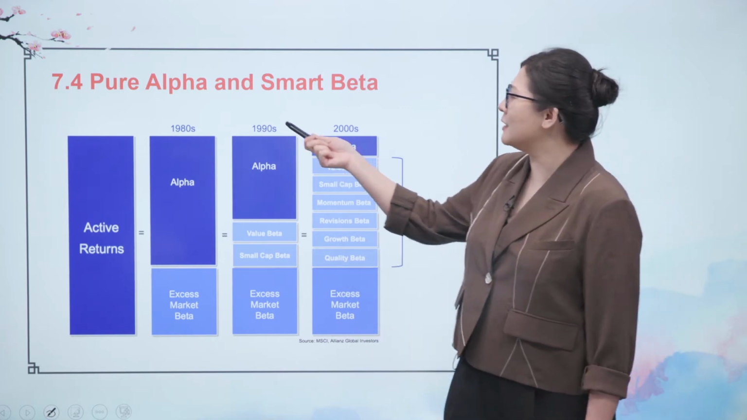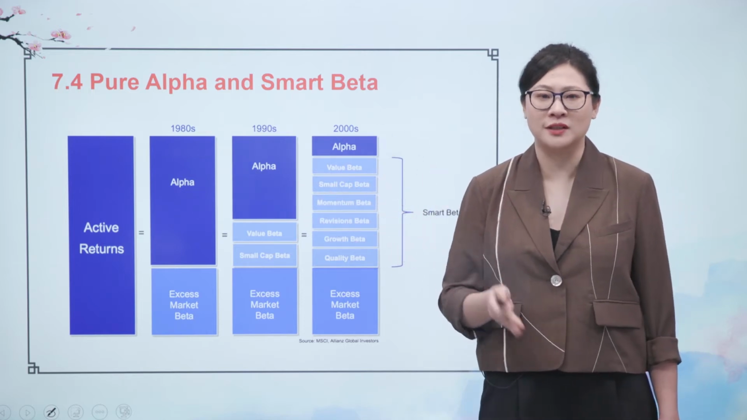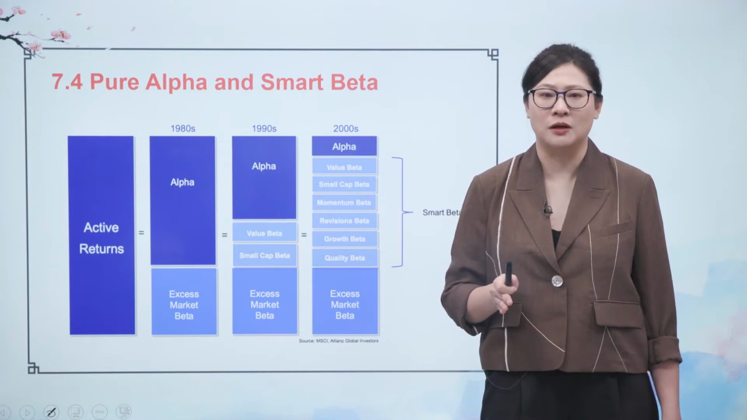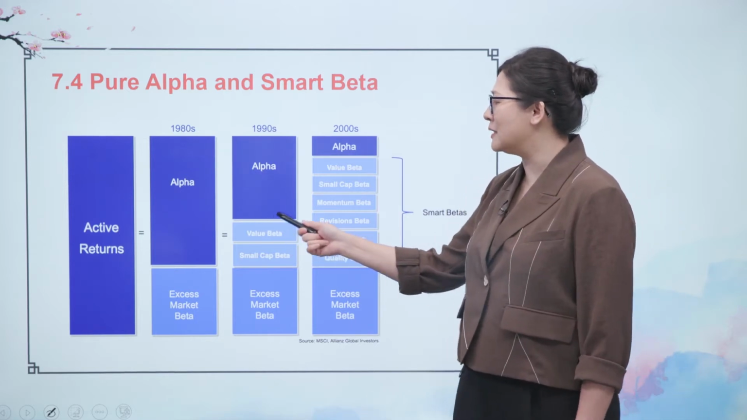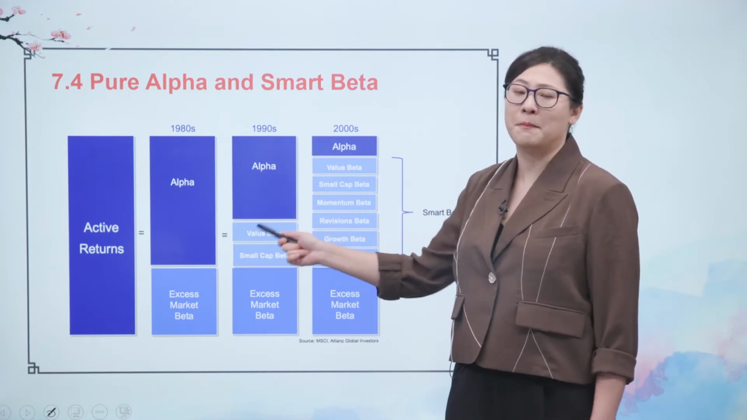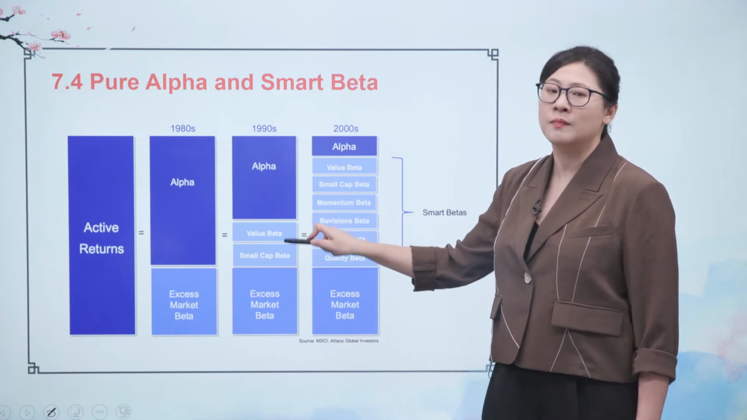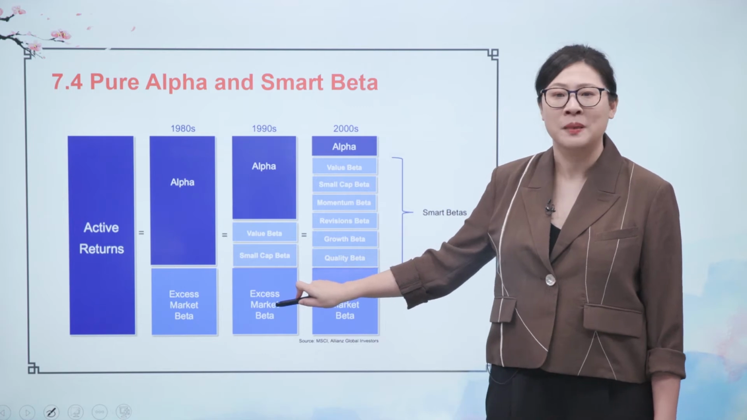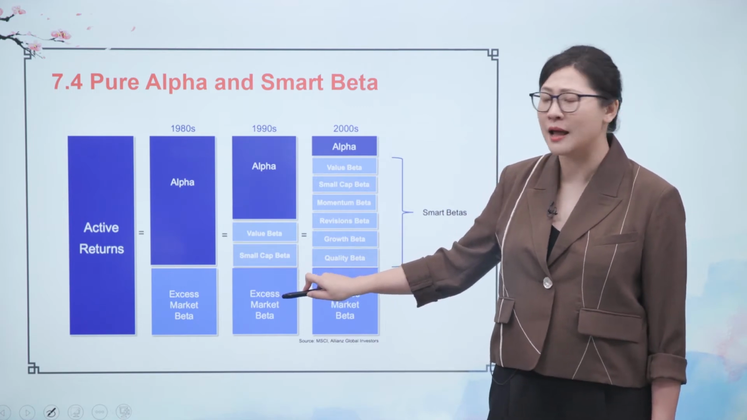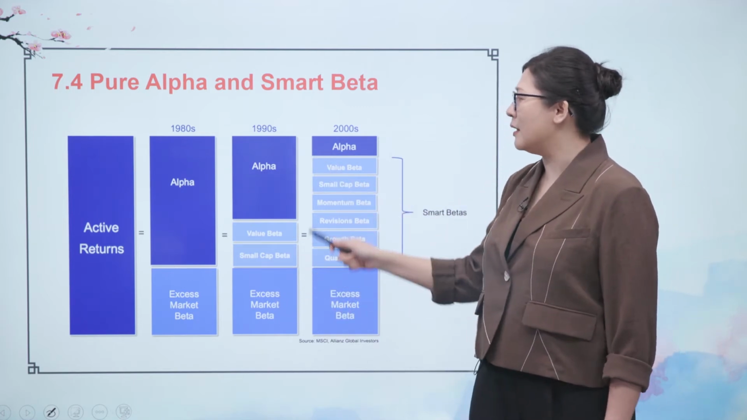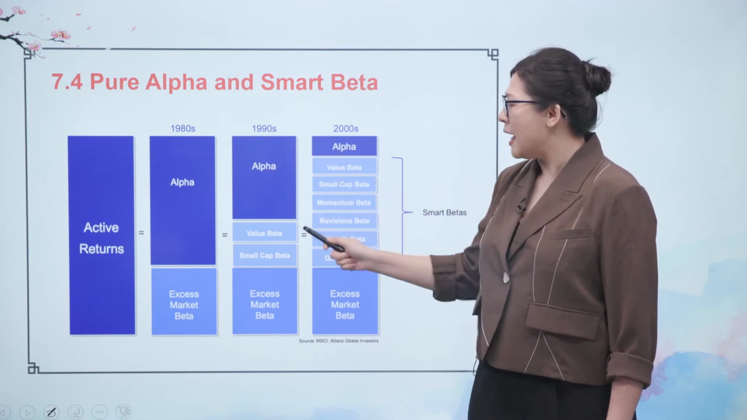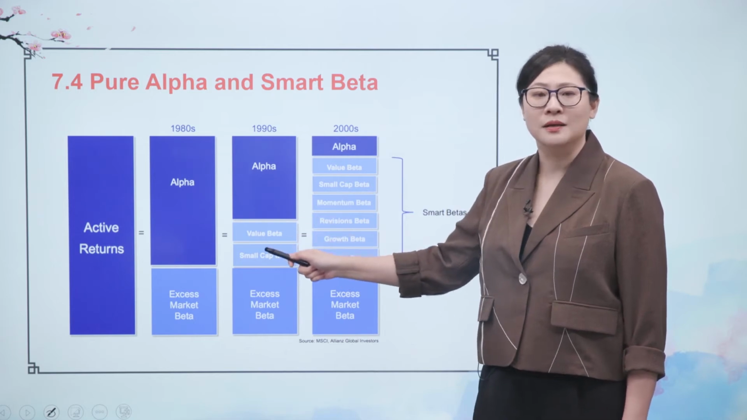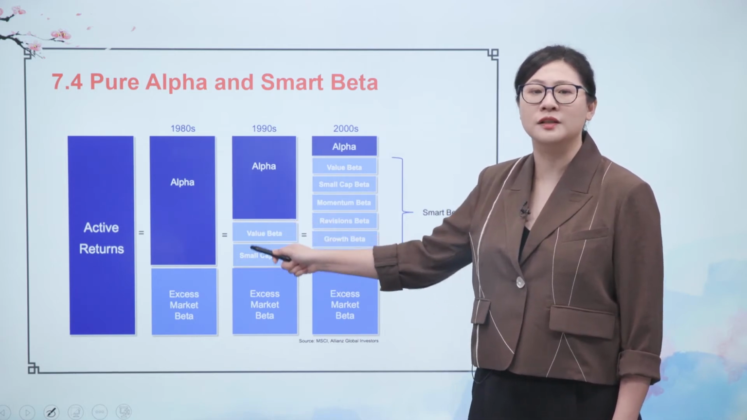And in the 1990s, with the development of our theory, the Fama-French three-factor model was developed. In this case, we separate value beta and small cap beta. Those are two factors in the Fama-French three-factor model. And the other factor is the market risk, the beta. After this separation, we have this alpha, and this is our beta. So this we call the smart beta. This smart beta is based on the scale.